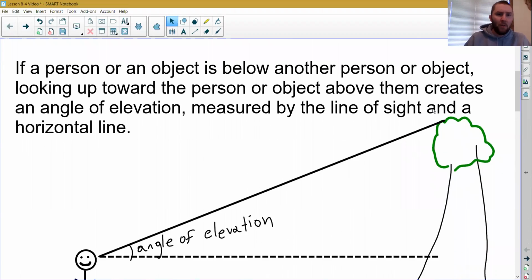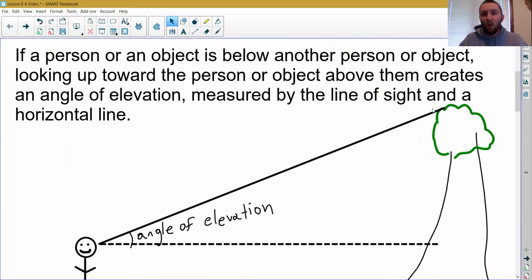If a person or an object is below another person or object, looking up at that person or object creates an angle of elevation. The angle of elevation is measured from a horizontal line and the line of sight up to whatever it is you're looking at above you. You could be looking up at the sun, at the top of a tree, at an airplane, at anything. Anytime you look up at something above you, you are creating an angle of elevation with your line of eyesight.